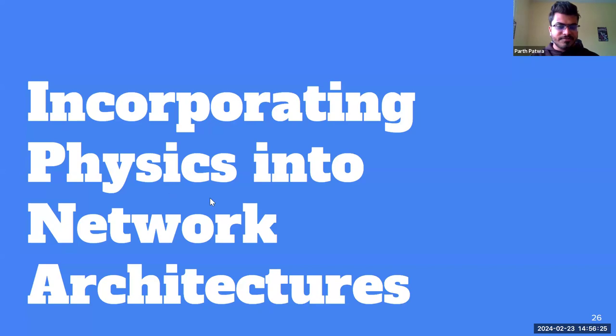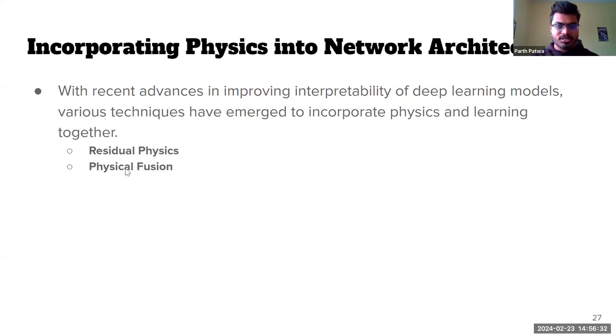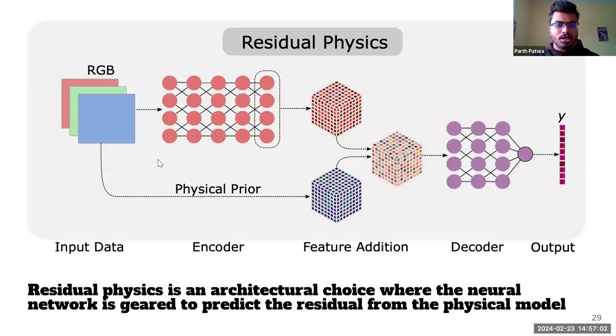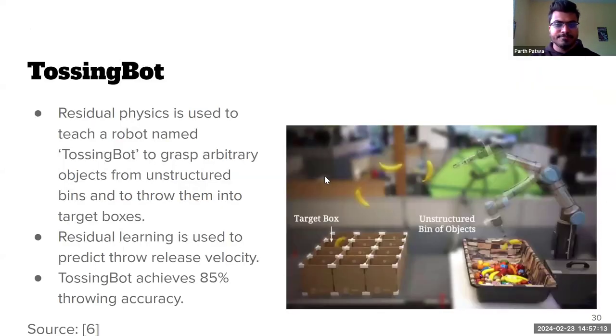Now, the second method is inductive bias, where we are incorporating physics in network architectures. That can be done in two ways, residual physics and physical fusion. In residual physics, we use deep learning to learn the null space of what physics cannot predict. For example, a trivial solution could be, given video frames, predict the trajectories, but it is susceptible to inaccuracies. So we create some sort of skip connection between the physics model and the neural network, where we have the physical prior and the data-driven output, both fusing together to form a final output.